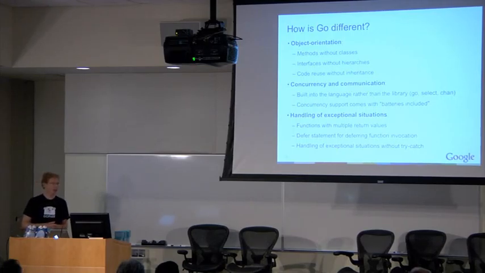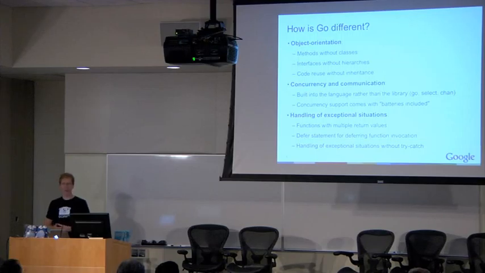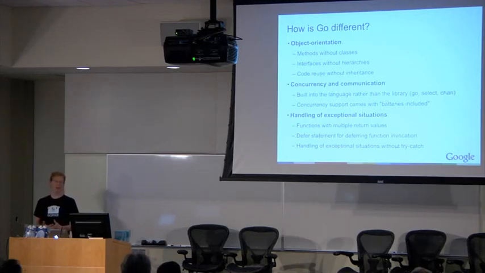So first of all, we have methods without classes. And this doesn't mean this is a prototype-based language or anything like that. It just means that we don't need to declare a class to give any type a method. We have interfaces without hierarchies. And we have a mechanism to get to code reuse without using inheritance or other mechanisms.